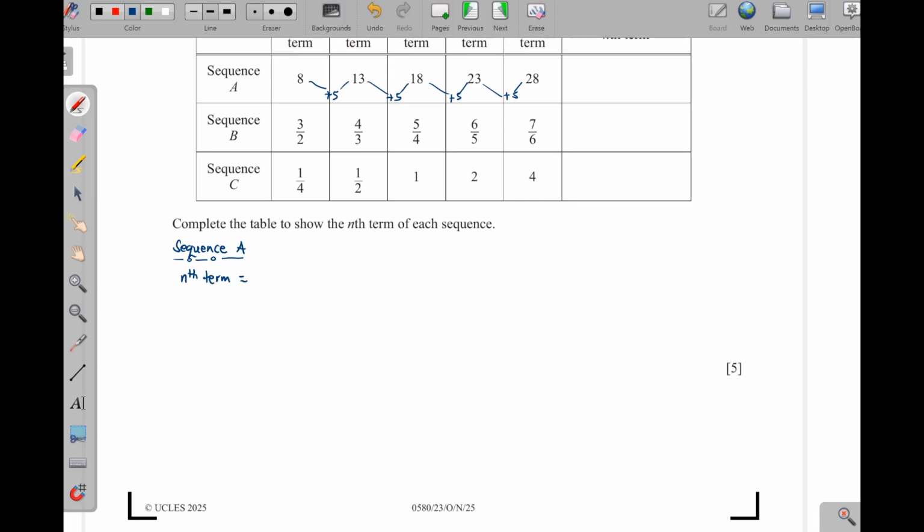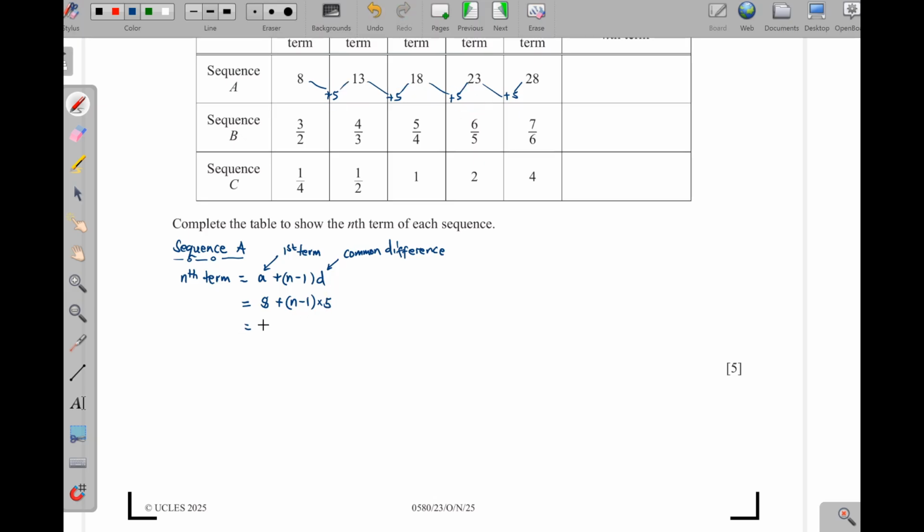we call this one an arithmetic sequence. So the nth term is equal to a plus n minus 1 d, where a is the first term and d is the common difference. So our first term here is 8. Then you leave the n minus 1. Then the common difference is this 5. So times the 5.